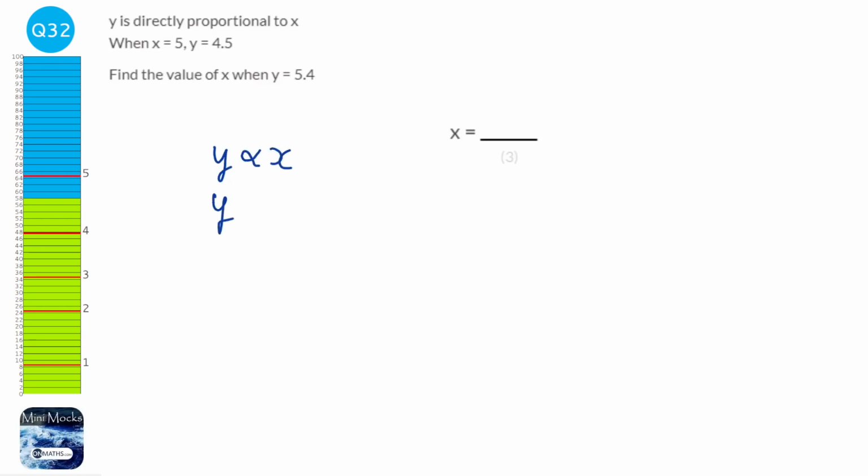So we're told that y is directly proportional to x. And so the first thing I'm going to do is replace that proportionality sign with an equals, and to do that we need to introduce k. So y equals kx. So you just multiply the right hand side by k.